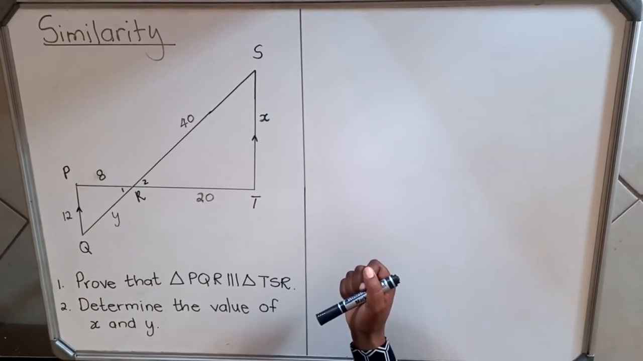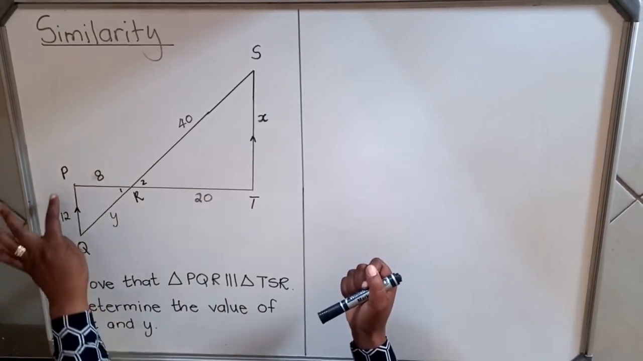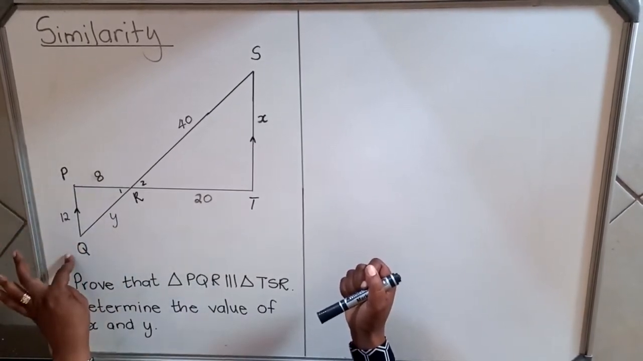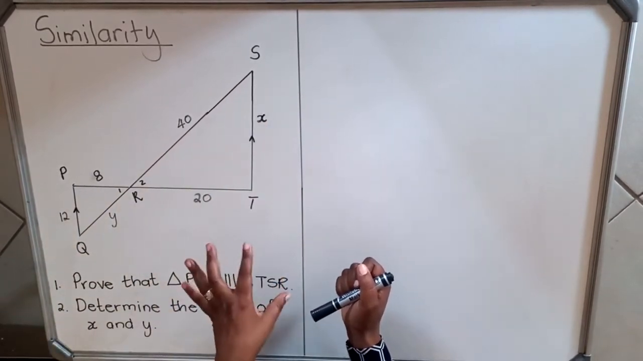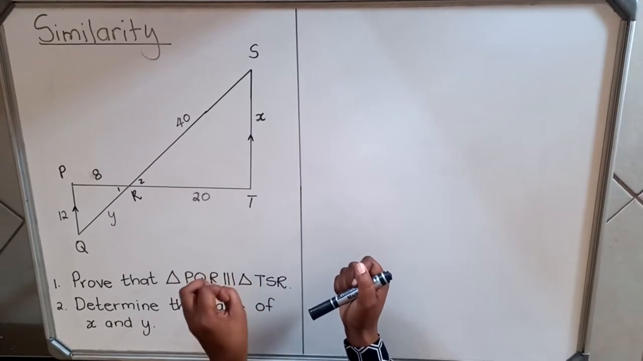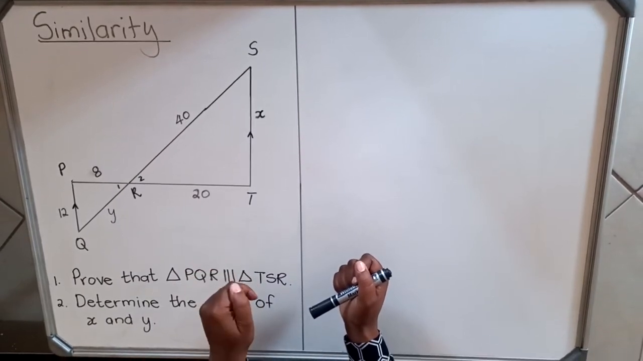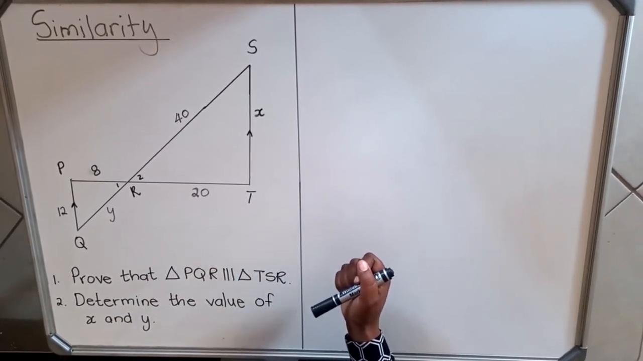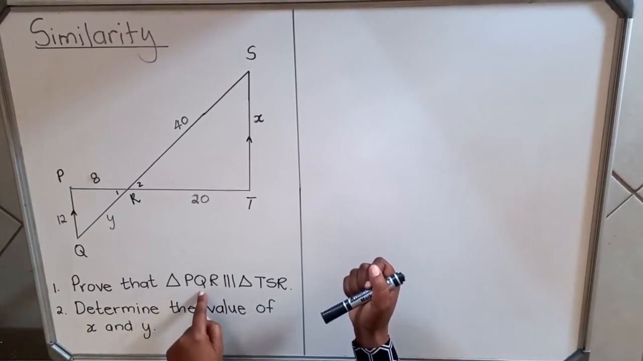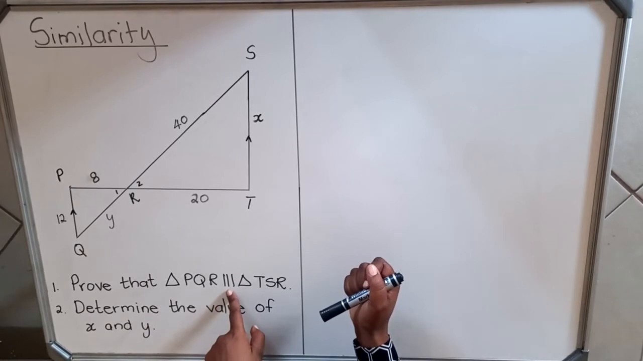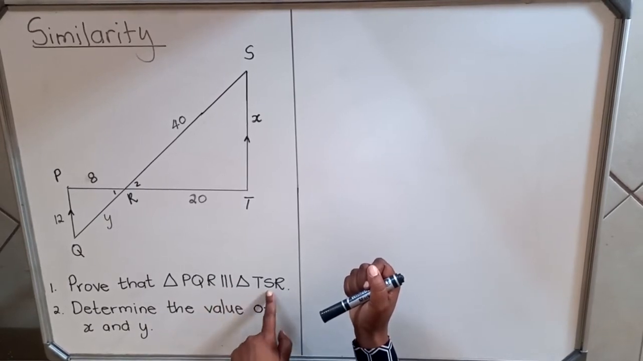Now, in this triangle, they've also given you that this line, PQ, is parallel to ST. So you need to look at that information first before you start doing your questions. Okay, let's look at the first question. It says, prove that triangle PQR is similar to triangle TSR.